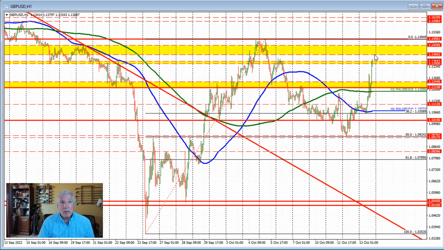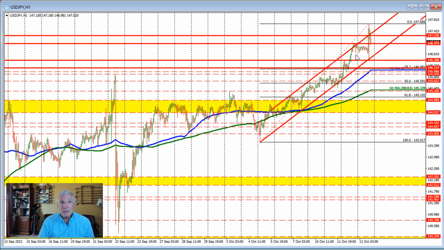So the buyers are in control here, and it would probably take a move back below this floor/ceiling area through here, with a number of different levels, to decrease the bullish bias for this pound versus US dollar, at least in the short term. So pay attention to that. The dollar versus yen is another one of those currency pairs. We're in this channel here, and we tried to move a little bit above it yesterday and couldn't.